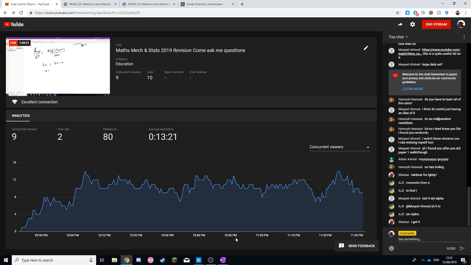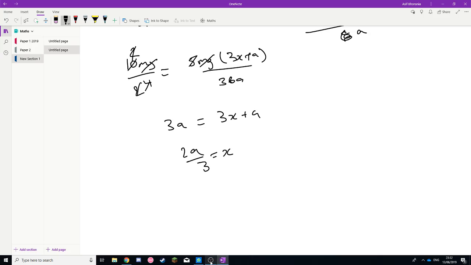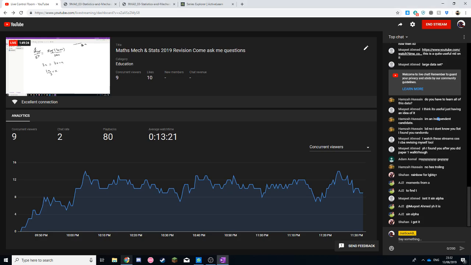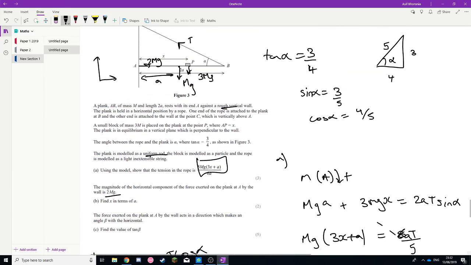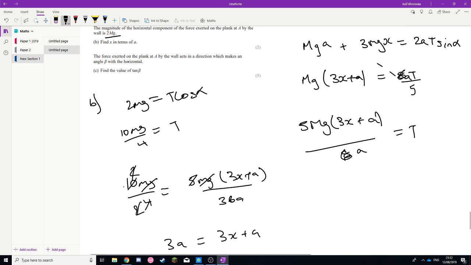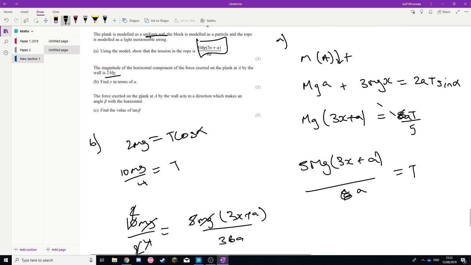You got it. Okay, cool. Next part. The force exerted on the plank at A by the wall acts in the direction of an angle beta with the horizontal. Find the value of tan beta.